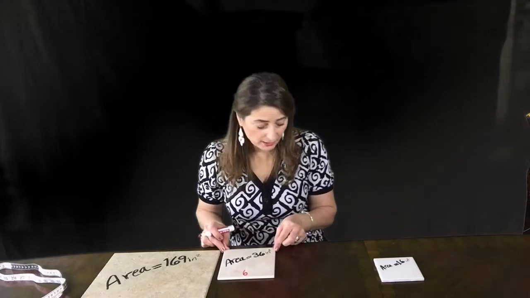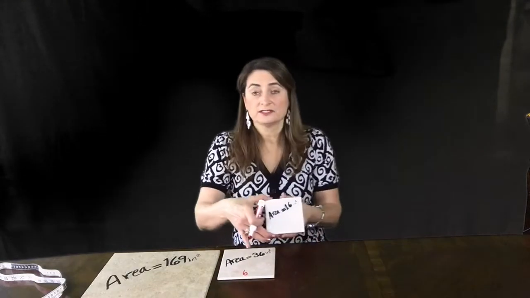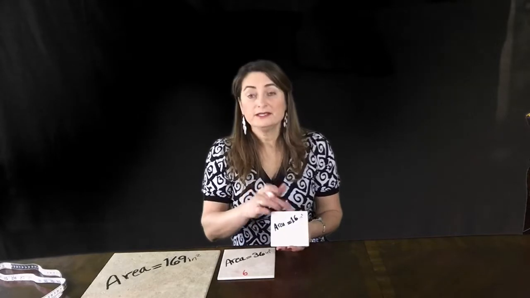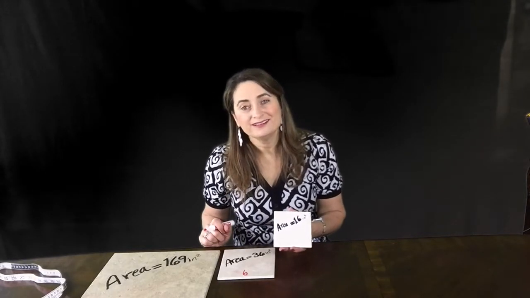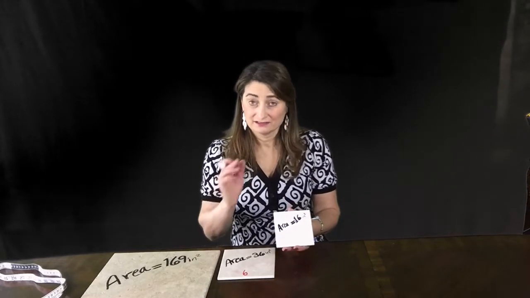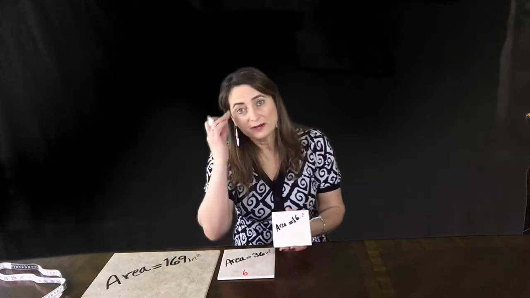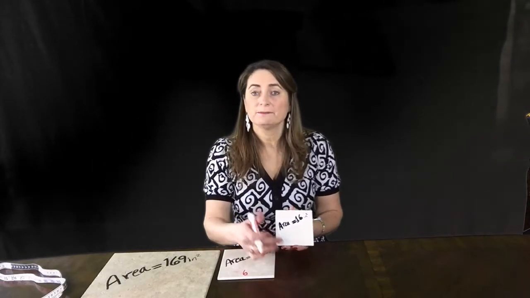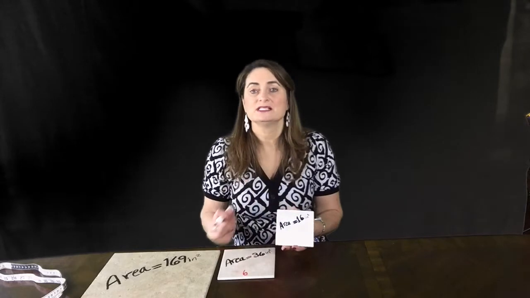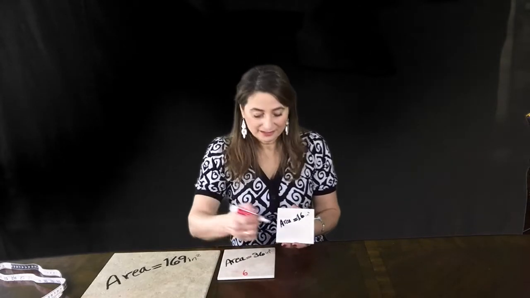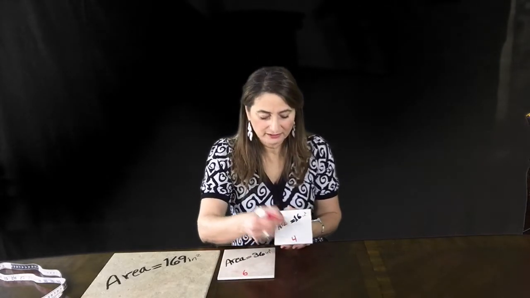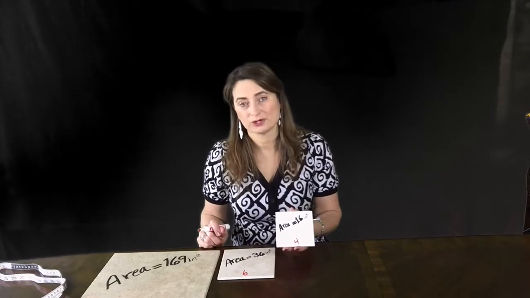Here's the last one. Here's a smaller tile now. The area is 16. How can you find the side length? To find the side length, you need to think about which number multiplied by itself gives me 16. And it's 4. So the side length for this one is 4.